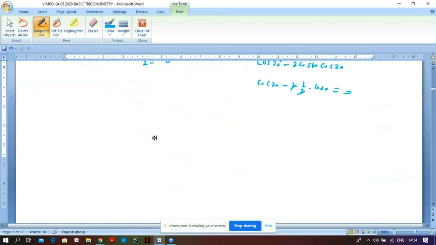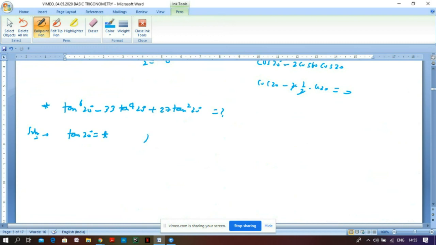Okay, continuing our journey, this time a different thing. This power is more. So we want the value of tan^6 20 degree minus 33 tan^4 20 degree plus 27 tan^2 20 degree. I want this value. When you see such kind of thing where you have a lot of powers, then the best is that we can take just one symbol for tan 20. I can write this as, say, t. It means I want t to the power 6 minus 33 t^4 plus 27 t^2. That's my goal.